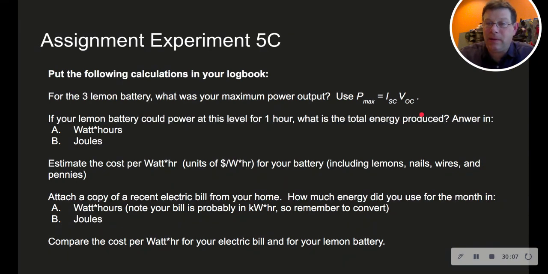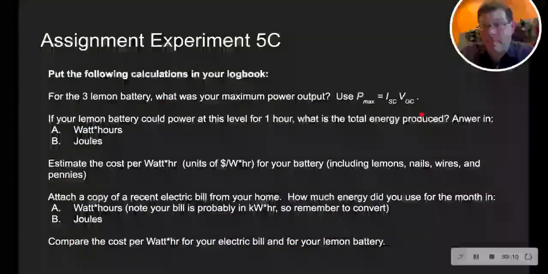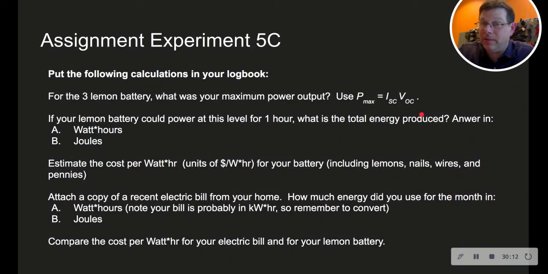So this is a maximum power that your battery could produce using P equals IV. And then consider that your battery with a lemon might possibly run for an hour before the nails get too corroded. And so I'd like you to calculate what the total energy produced is. And I'd like you to do it in two different units: the non-metric unit of watt hours and the metric unit of joules. Both these are the same quantity, just expressed in two different units. And then I'd like you to estimate the cost per watt hour. Remember, a watt hour is the unit of energy, so that's the cost per some amount of energy, or dollars per watt hour, for your battery.